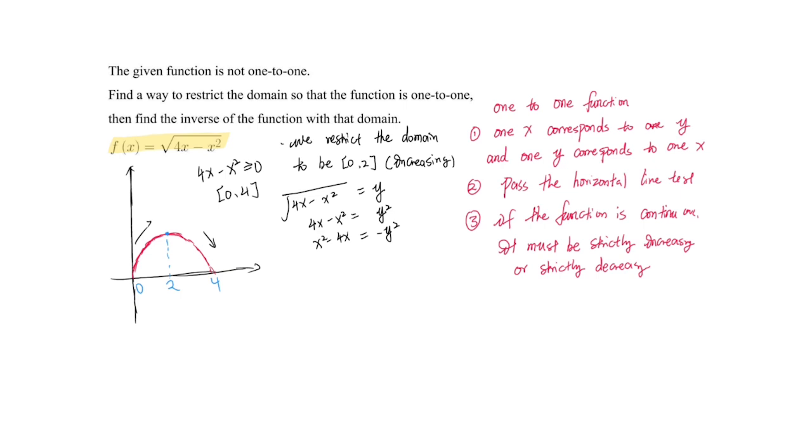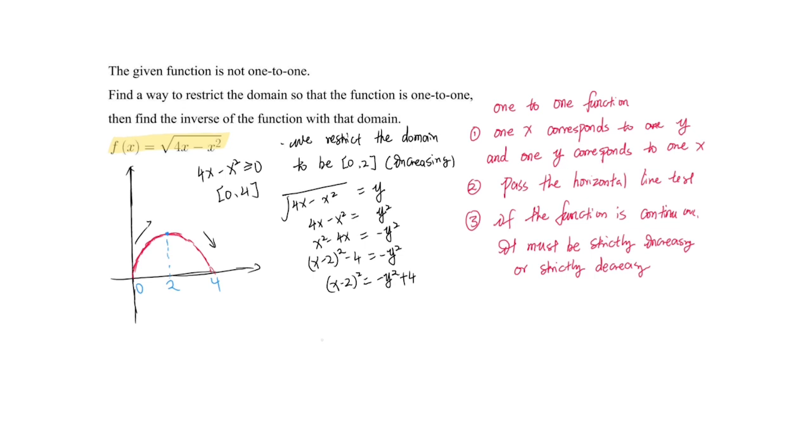Next, very important, complete the square on the left side. We should get x minus 2 squared minus 4. This is the same as x squared minus 4x plus 4, so that's why we minus 4 to get the original function. Okay, so we complete the square, and the right side is still negative y squared. Then we move the minus 4 to the right. We get x minus 2 squared is equal to negative y squared plus 4. This is the same as 4 minus y squared.